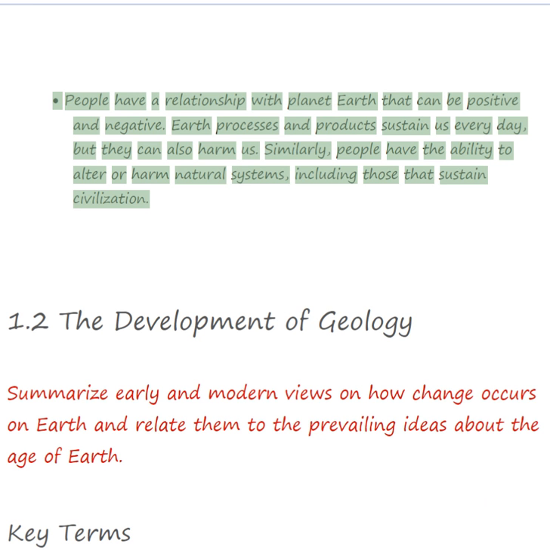People have a relationship with planet Earth that can be positive and negative. Earth processes and products sustain us every day, but they can also harm us. Similarly, people have the ability to alter or harm natural systems, including those that sustain civilization.